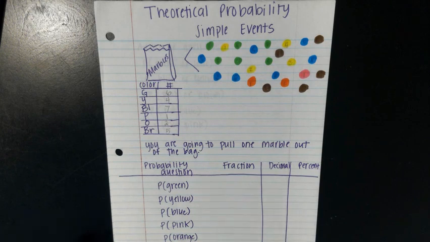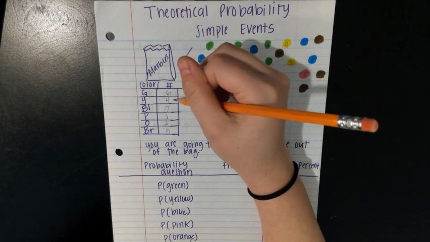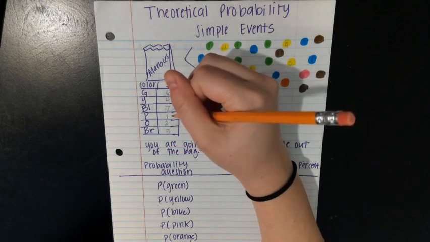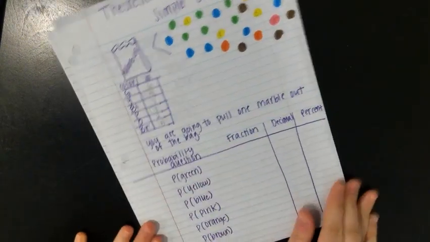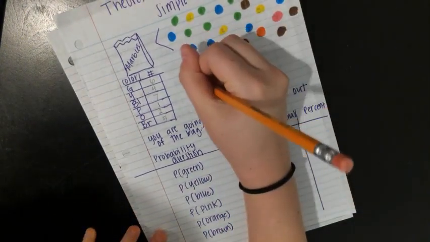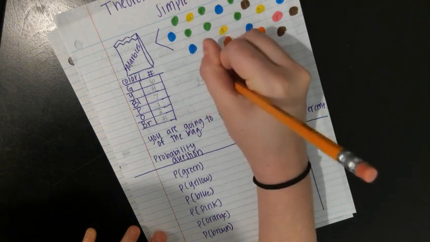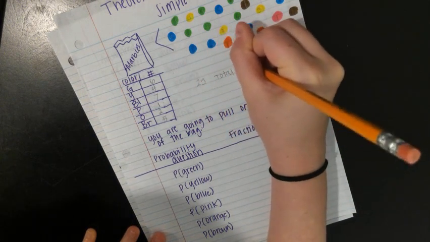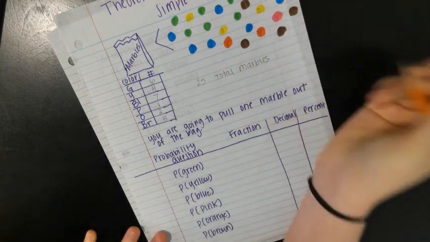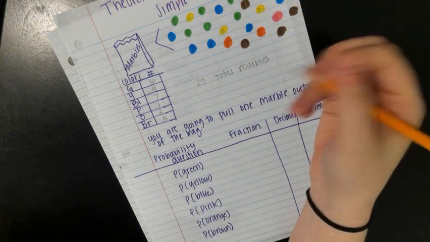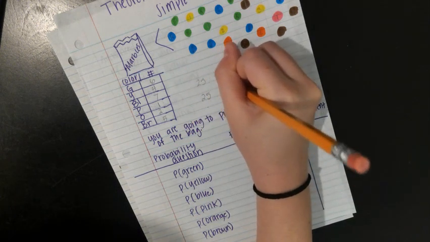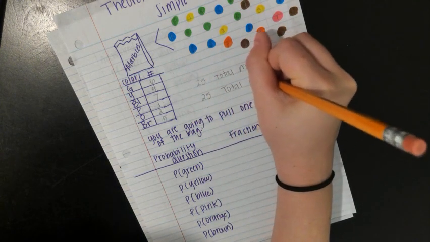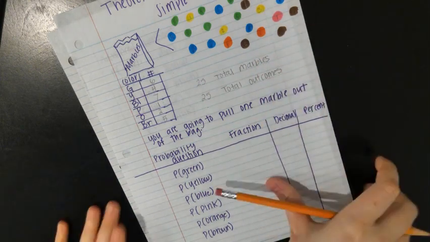Okay, now since we're working with simple events, the next thing you want to do is just add them up to get your total, and that's going to be your total amount of outcomes. So if we add 6 and 4, that makes 10, plus 7 is 17, plus 1 is 18, plus 2 is 20, plus 5 is 25. So we have 25 total marbles. But that also means we have 25 different options, which really means 25 different outcomes. That's the word they like to use for probability, is how many outcomes are possible.